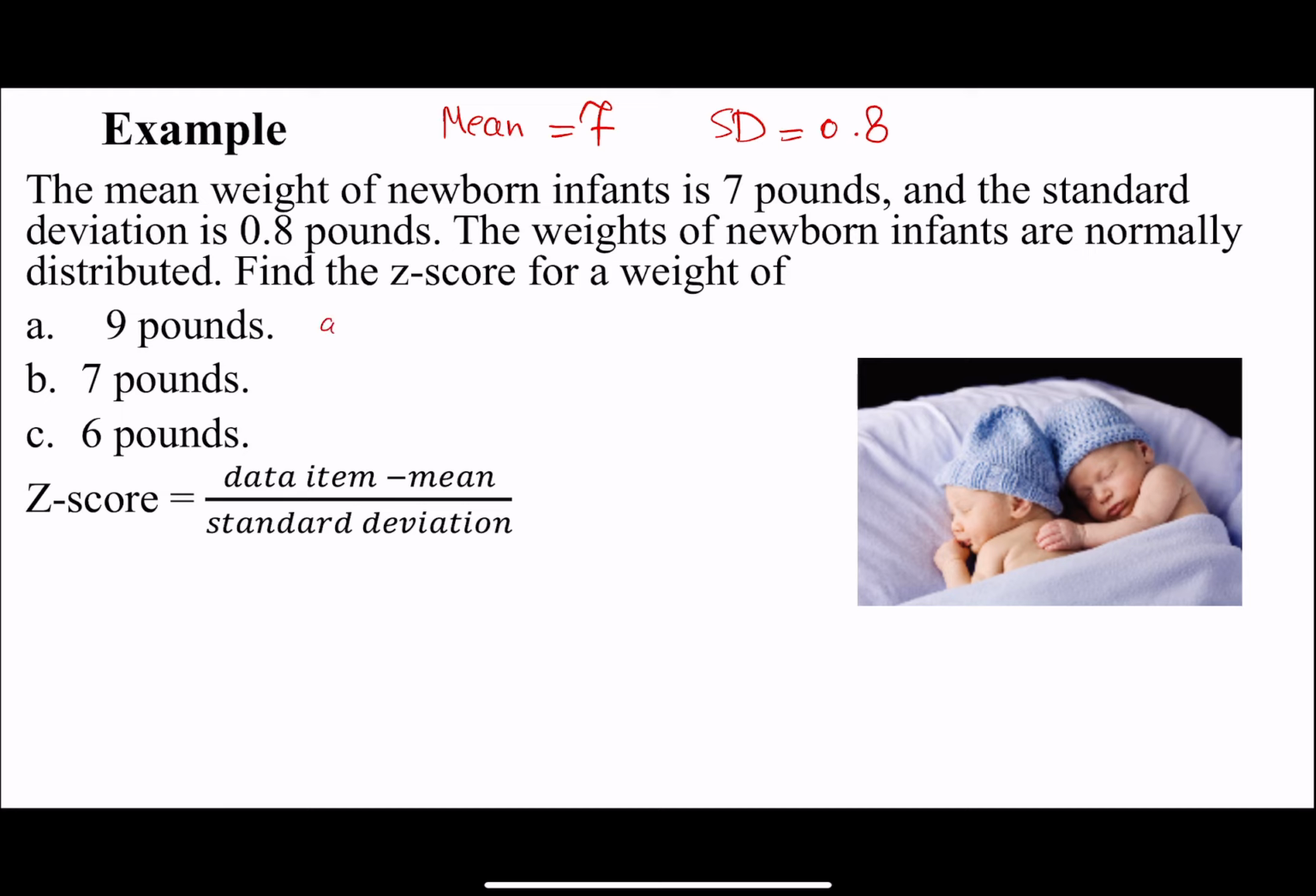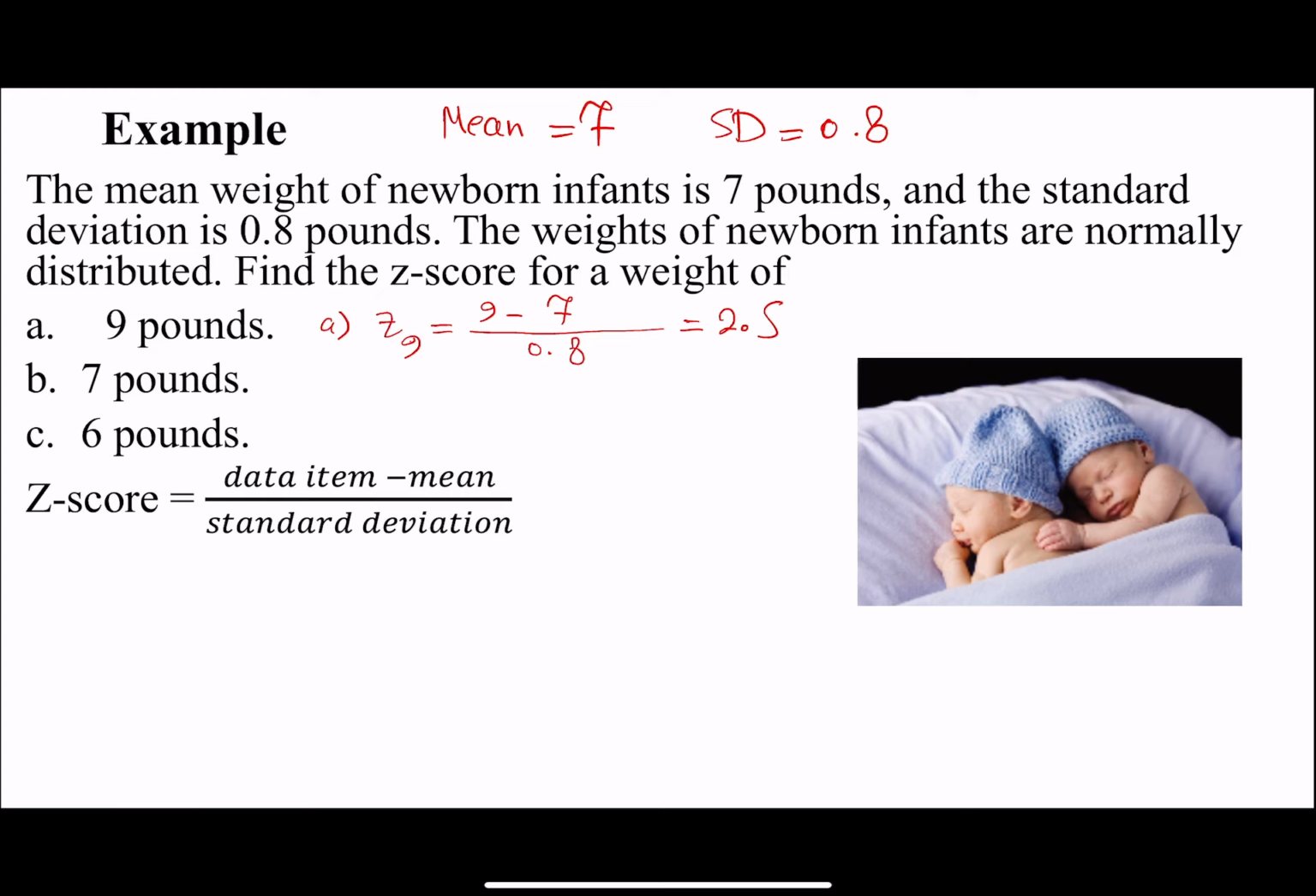So for part A, the z-score for 9 pounds is the data item, which is 9, minus the mean value, which is 7, over the standard deviation, which is 0.8. Use your calculator. 9 minus 7 is 2, over 0.8, is 2.5. And it's positive, because 9 is a value that is above the mean value, which is 7.